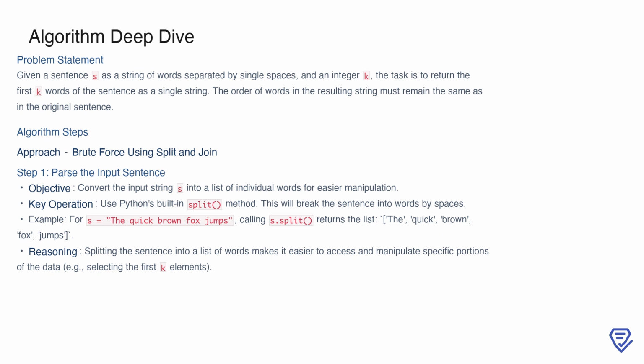First, we parse the input sentence into a list of words. This is done using the split method, which breaks the sentence into individual words based on spaces. For example, if the input string is S equals "the quick brown fox jumps", calling s.split will give us the list ["the", "quick", "brown", "fox", "jumps"]. This step simplifies the problem by allowing us to work with the words directly as list elements, making it easier to manipulate them in subsequent steps.